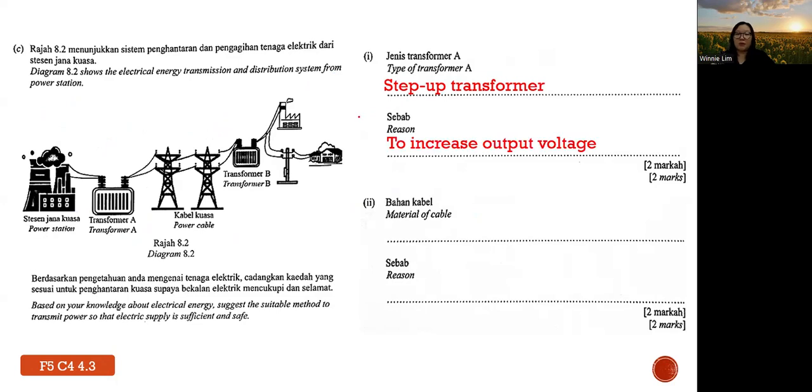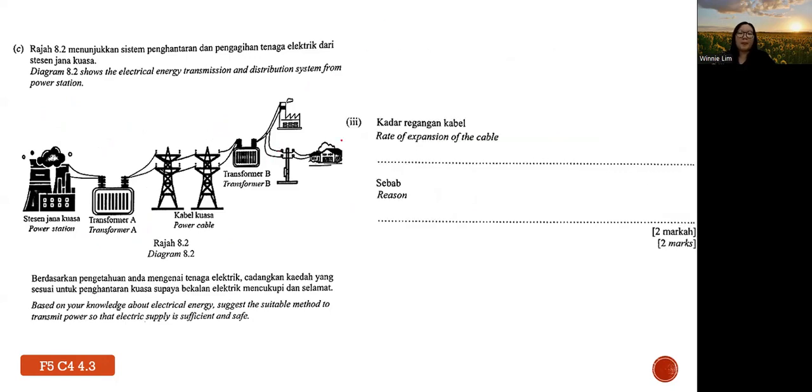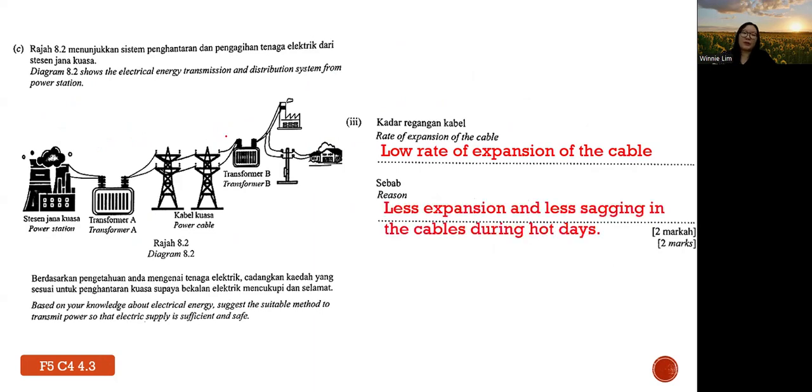So, step up transformer to increase the output voltage. Then copper, thick wire, okay, low resistance. Even for 0.1, if you want to say reduce energy loss, also can. And then the rate of expansion of the cable. Do you want the cable to expand a lot? Don't mind, right? So low rate of expansion. The reason is less expansion and less sagging in the cable on a hot day.